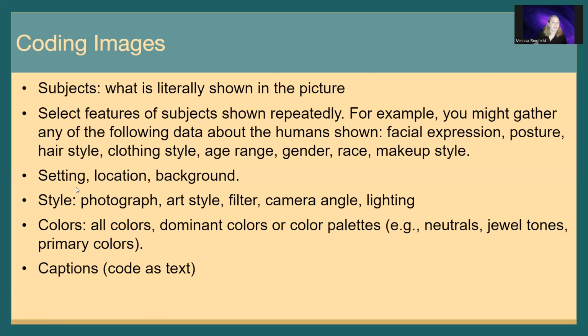You could code for the setting, the location, the background. Code for the style: photograph, art style, filter use, camera angle, lighting. Code for colors: all colors, dominant colors, or color palettes, for example, neutrals, jewel tones. And code the captions, just code those as texts.